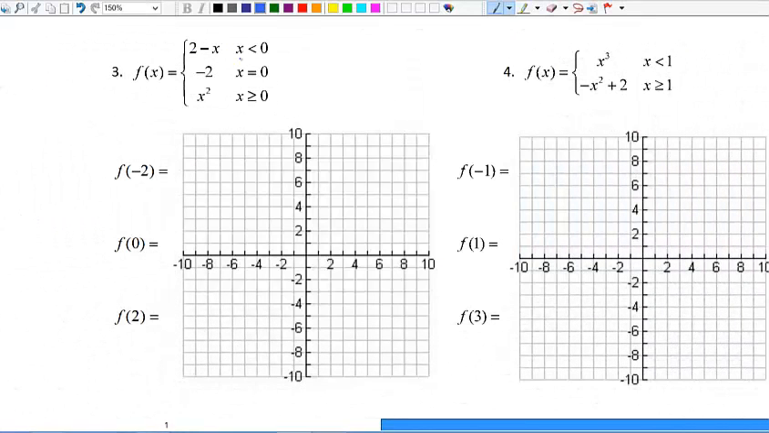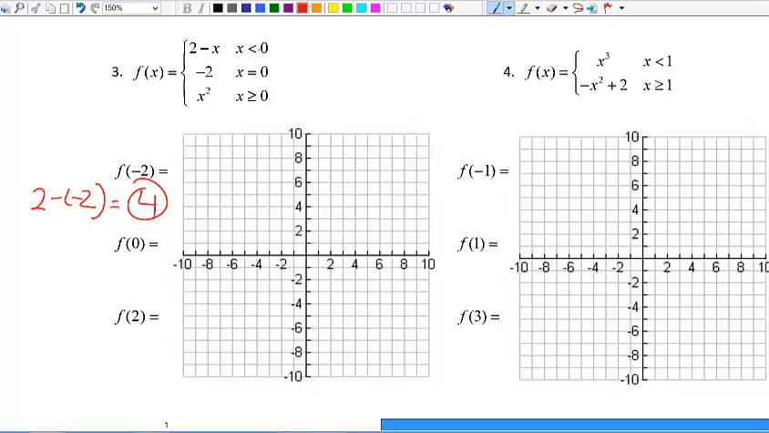Okay, so in number 3, we got a little bit more complicated looking piecewise function, but not that bad. This time our transition value is around 0. So where do I find f of negative 2? Well, negative 2 is smaller than 0, so that would be defined by the top equation. So that would be 2 minus negative 2, and that value would be 4.